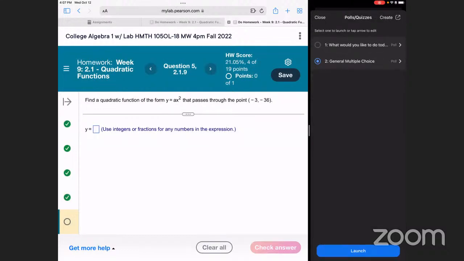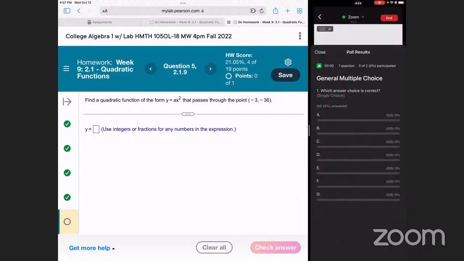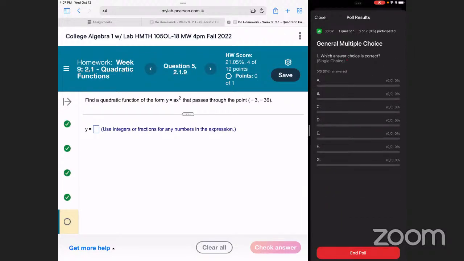Ooh, this is giving me ideas. I'll probably do that going forward, maybe. I just don't want to give myself a whole bunch of extra work. But I actually really like this.